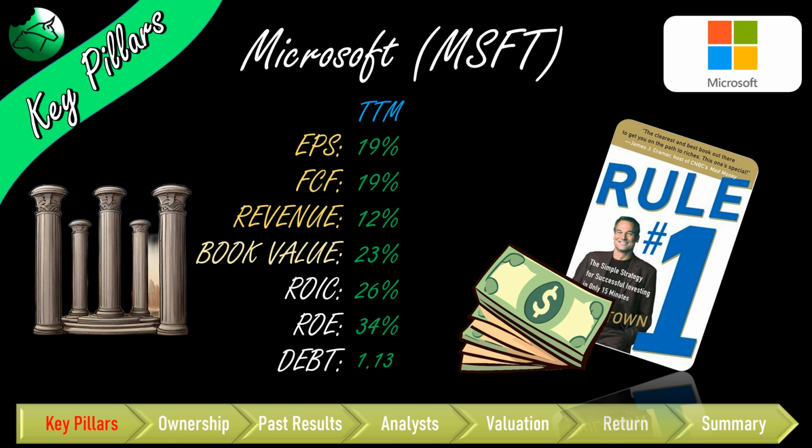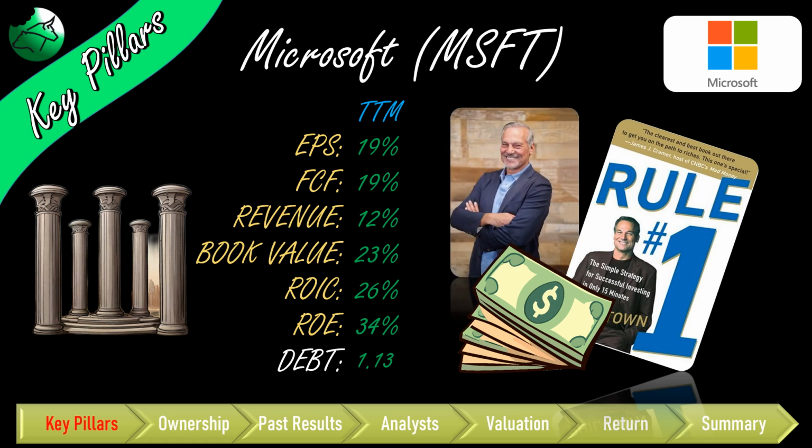Book value is calculated by subtracting the total liabilities from the total assets, and this indicates the equity growth for the company. Book value looks great at 23%. Now we want to turn our attention to the management of the business by looking at the return on invested capital and the return on equity. These two measures allow us to assess a company's efficiency at allocating capital under its control. Return on invested capital and return on equity is up by 26% and by 34%.